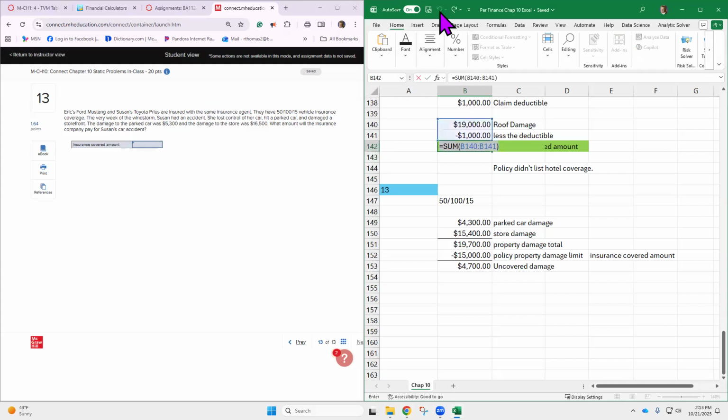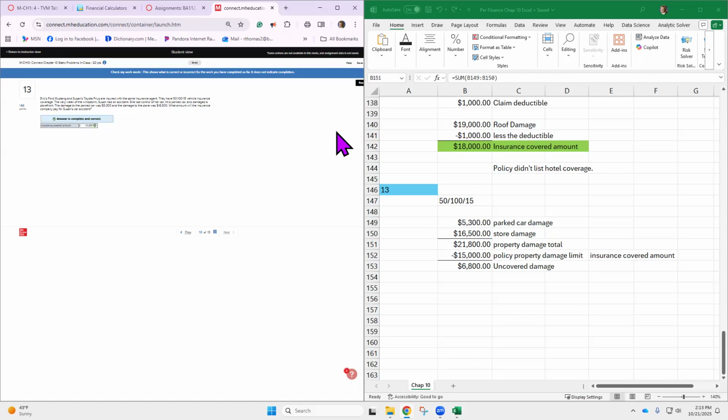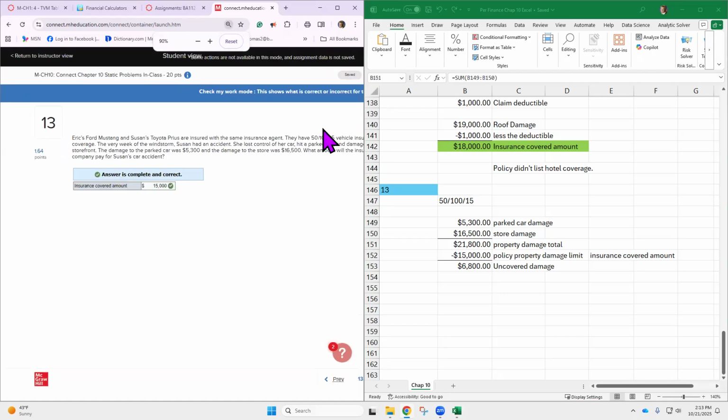So let me put this in. So 5,300 and then the store was damaged. So the total property damage, 15,000 is the amount for property. So the amount that it covered was $15,000 and then that's it. Okay, so if she had to come up with the rest of it, that was another $6,800. But your insurance policy only covers up to a certain limit.